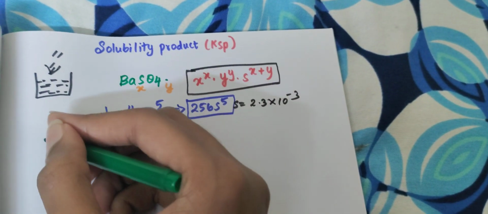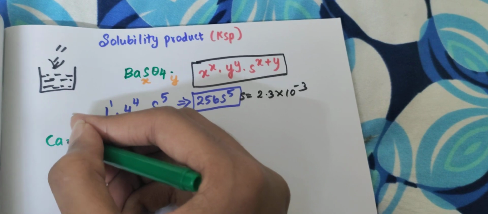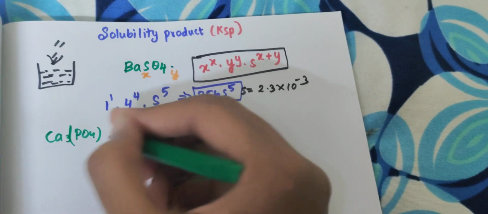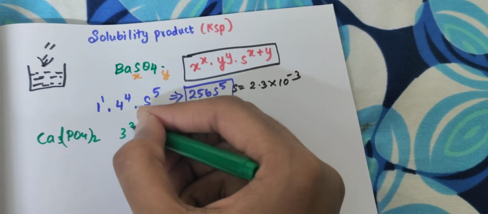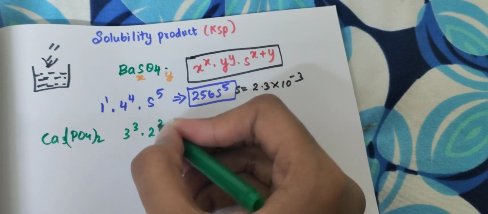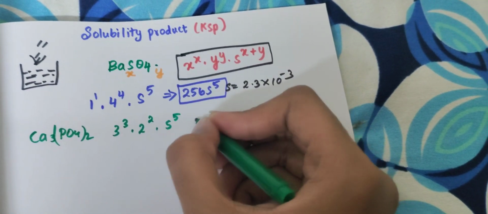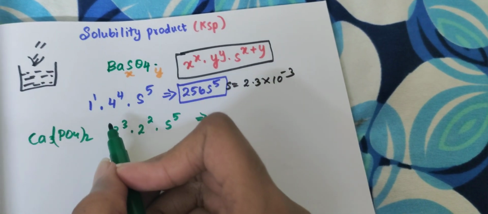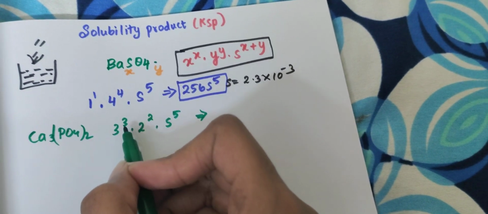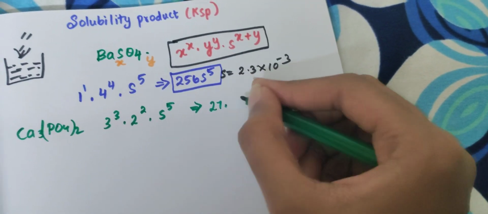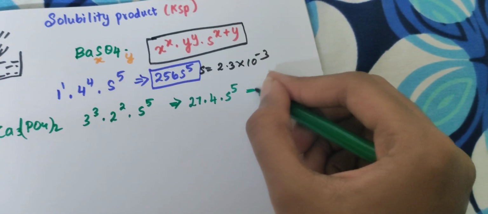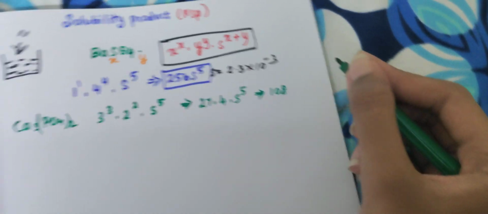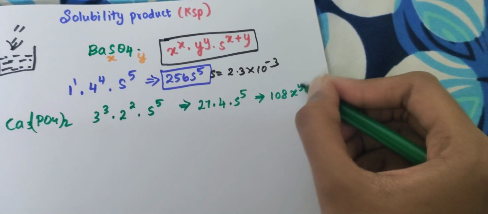Now let's take another example, calcium phosphate, Ca3(PO4)2. In this we get 3 cube and 2 square, S to the power of 5. 3 cube is 27, 27 into 4 into S to the power of 5, so it will be 108 S to the power of 5.